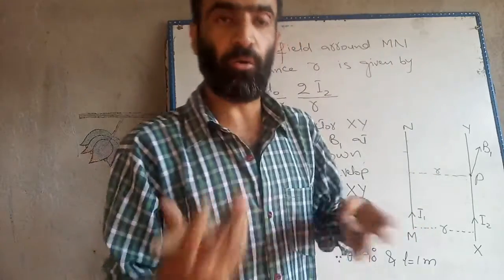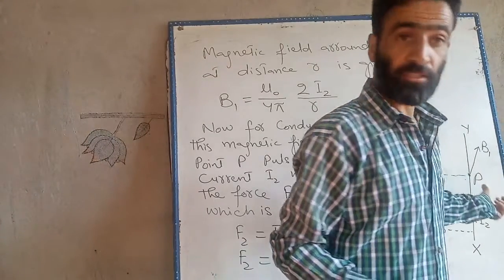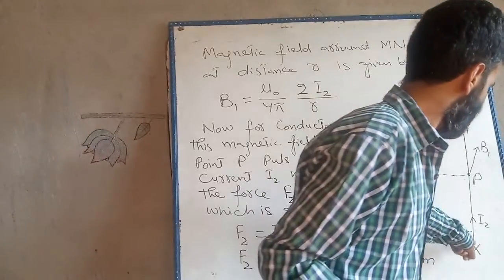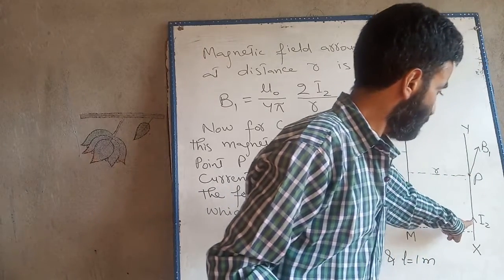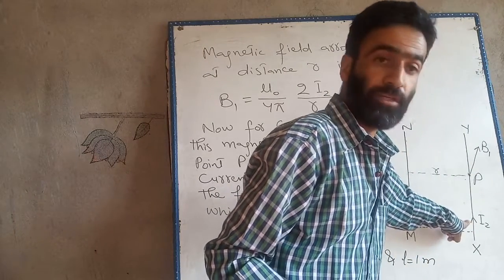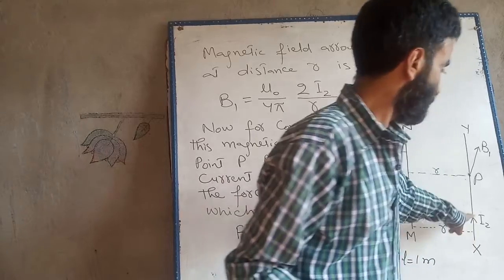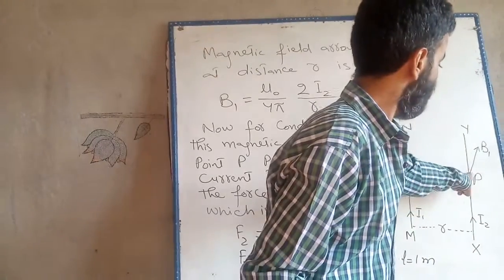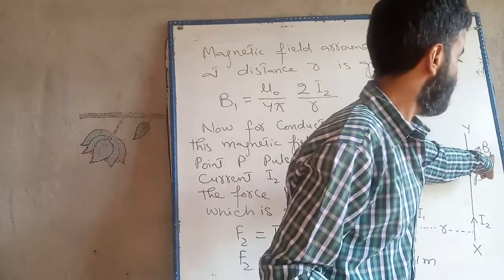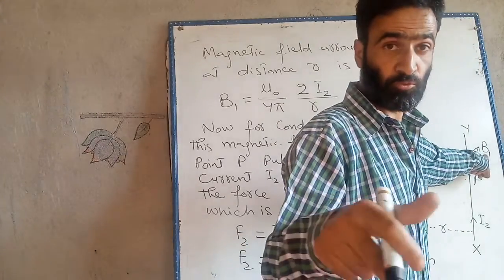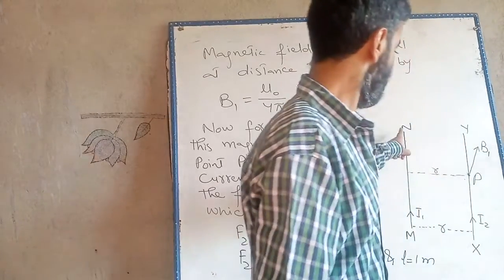Now, what are the three important things acting upon this conductor? First, we observed that current I2 is flowing through it, meaning current is flowing through it, and a magnetic field has also now acted upon it. This is the B1. It is not its own magnetic field; it is the magnetic field due to this.